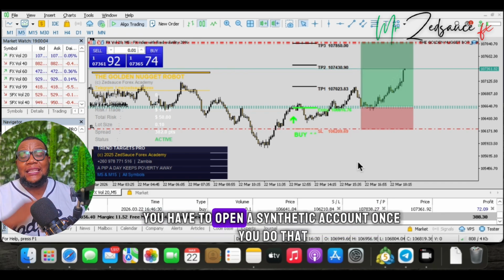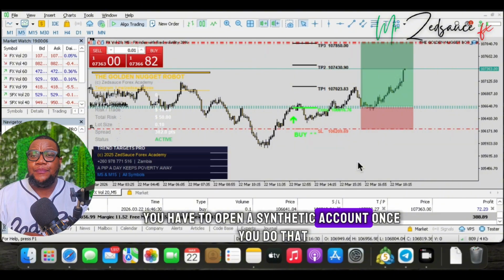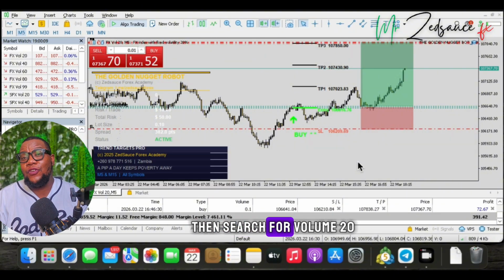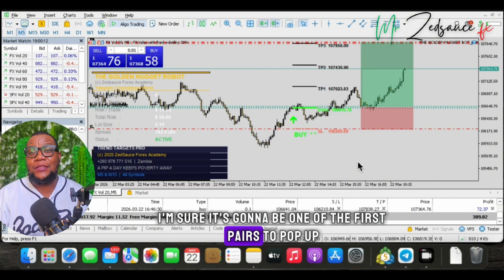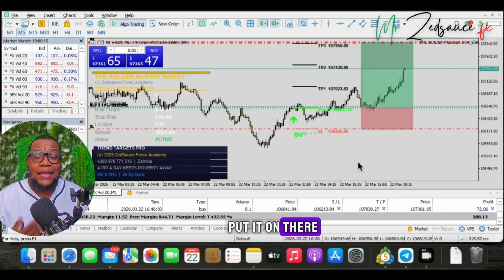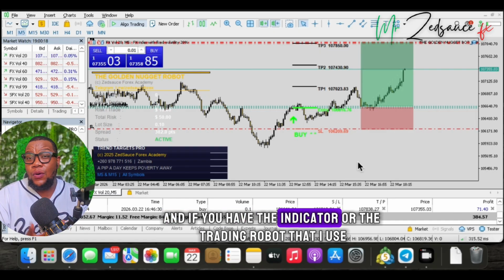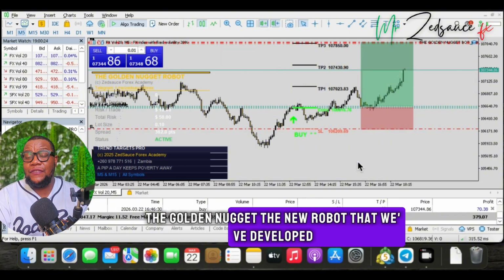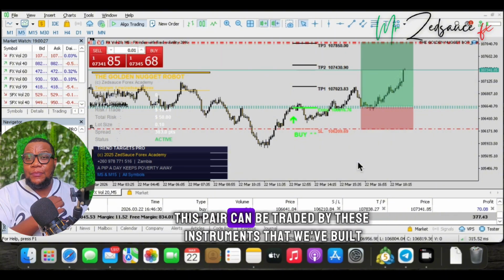Okay, you have to open a synthetic account. Once you do that, then search for volume 20. I'm sure it's going to be one of the first pairs to pop up. Put it on there, and if you have the indicator or the trading robot that I use, the Golden Nugget, the new robot that we've developed, this pair can be traded by these instruments that we've built.